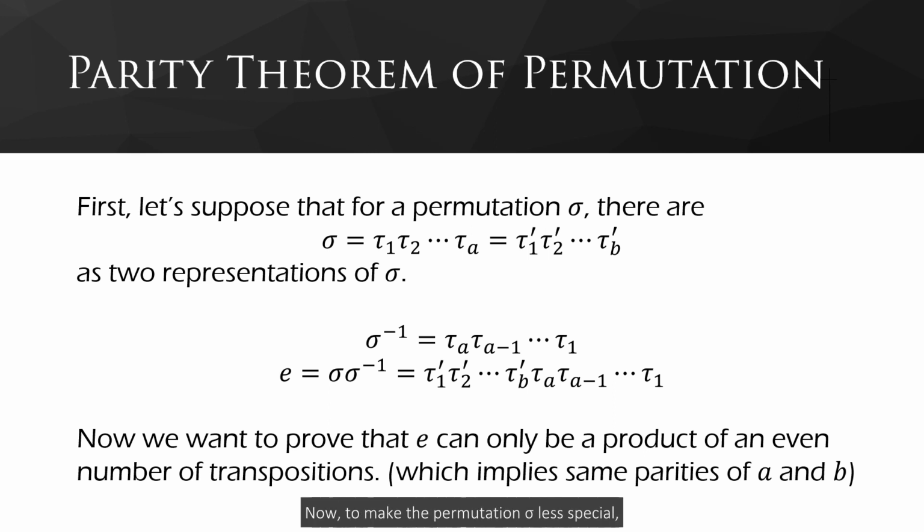But now, to make the permutation sigma less special, we find out that the inverse of sigma equals tau_a, tau_(a-1), all the way down to tau_1. And multiplying sigma and the inverse of sigma gets the identity e equals tau_1 prime, tau_2 prime, all the way down to tau_b prime, then multiplied by tau_a, tau_(a-1), all the way down to tau_1. So this comes to a question. Now we only have to prove that the identity permutation e can only be a product of an even number of transpositions, because then it would imply that a and b must be equal under modulo 2.